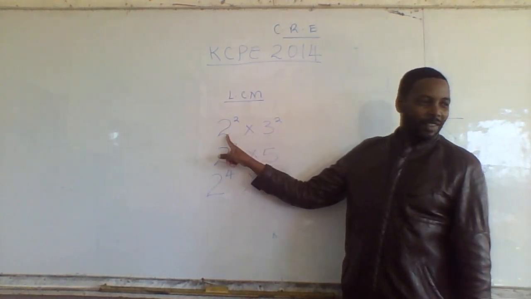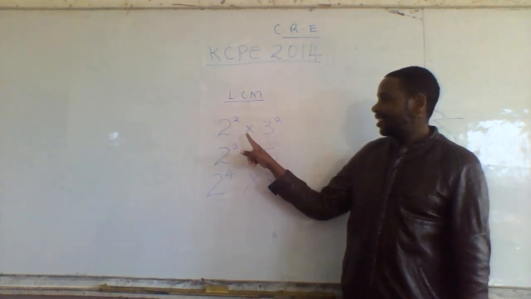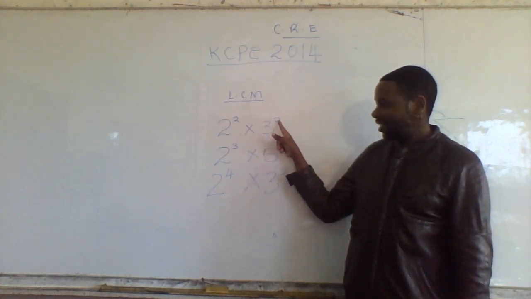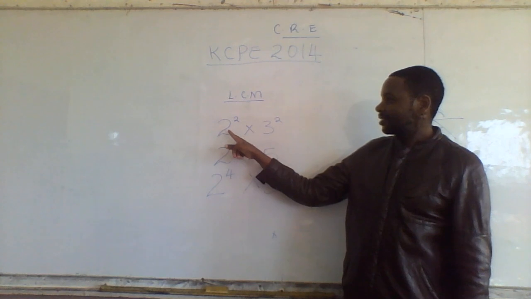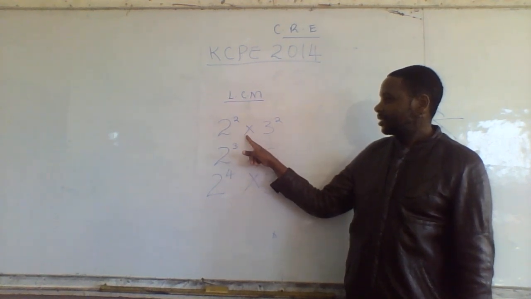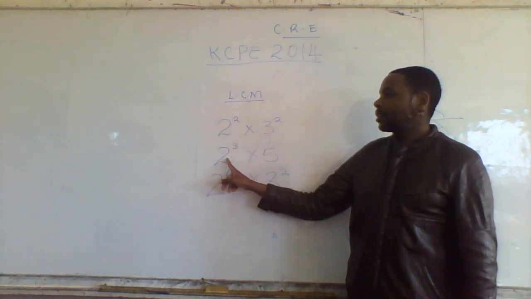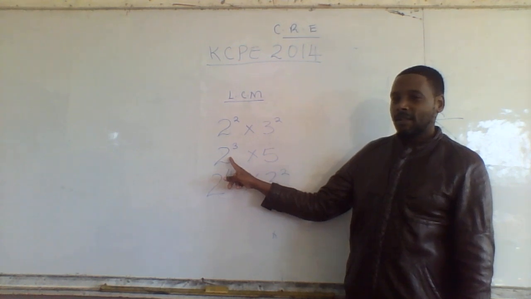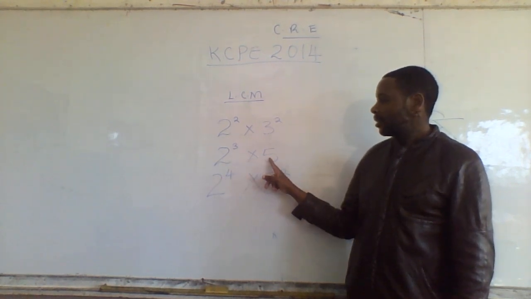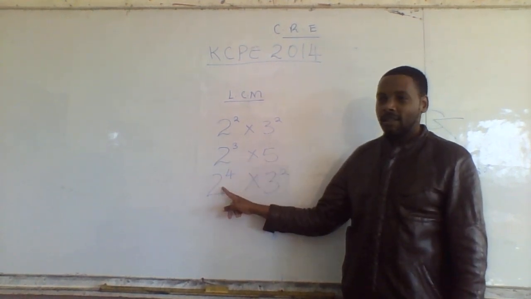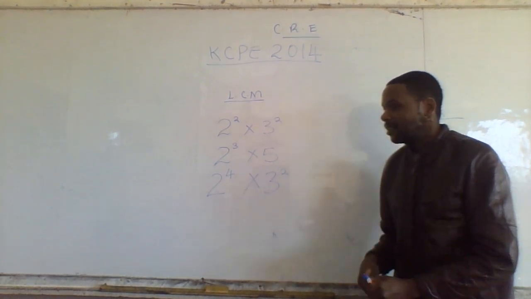Let's go. 2 power 2 times 3 power 2. Again. 2 power 2 times 3 power 2. 2 power 3 times 5. 2 power 4 times 3 power 2.